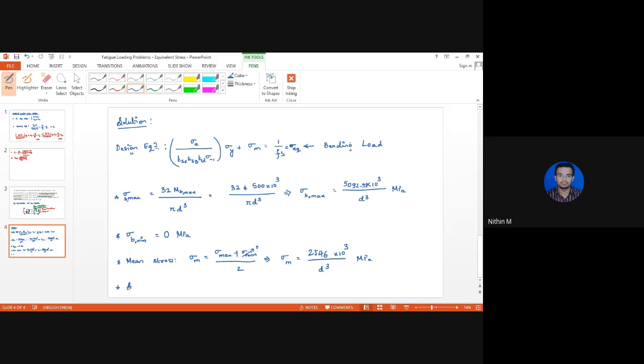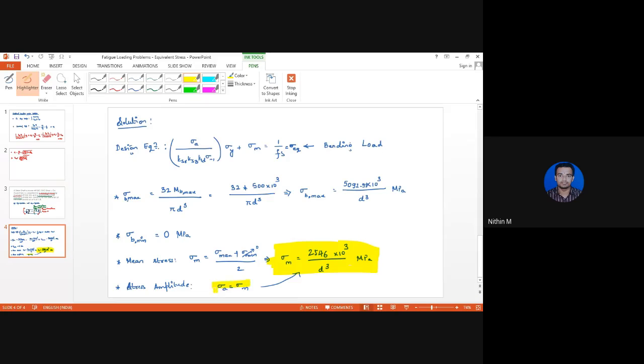Stress amplitude: since the right hand term of the equation is 0, the value of stress amplitude will be the same as sigma m. So it will also be equal to 2546 into 10 to the power of 3 by d cube. So remember this is what we need to do. You need not calculate it again, just do not mention it directly. So this is what we have calculated.